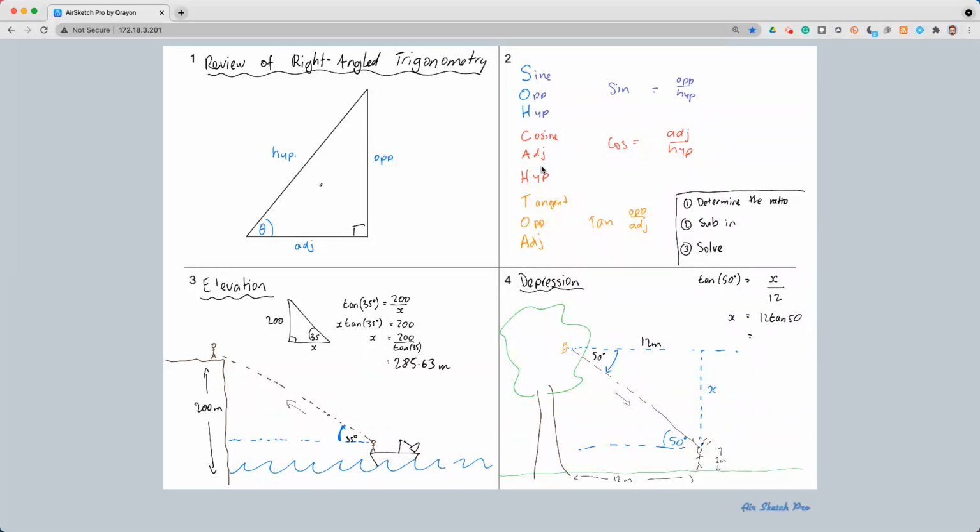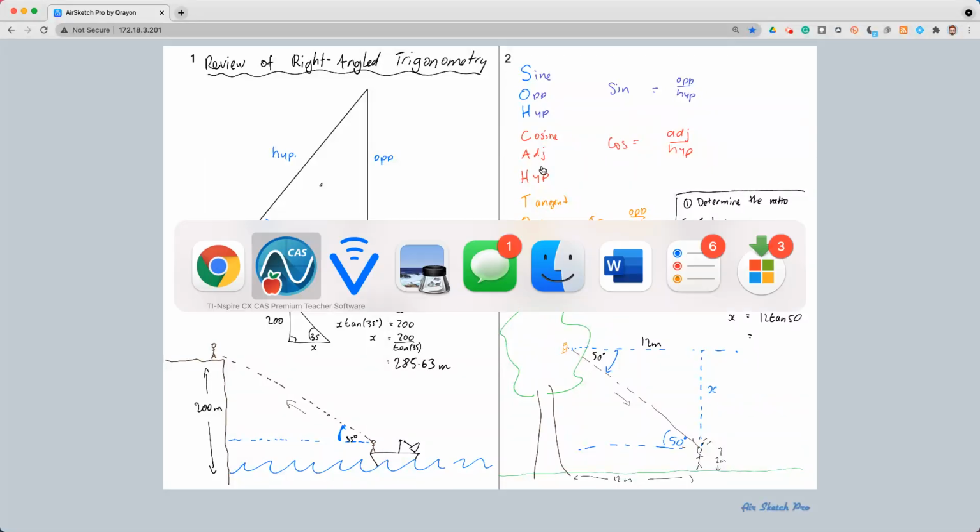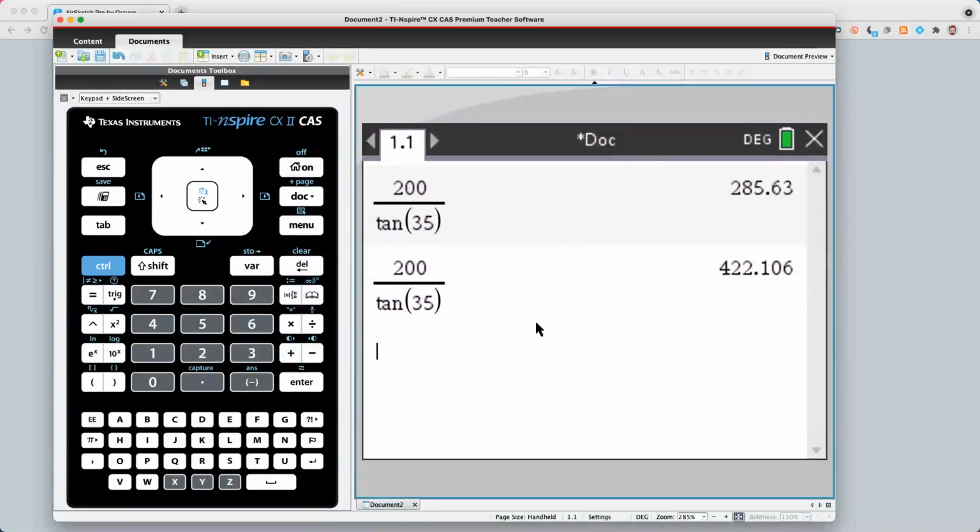And that is equal to, and I'll go back to my calculator and solve that one. 12 multiplied by tan of 50. You can just type it in for the tan, sine and cos like that. And that gives me 14.3 metres.